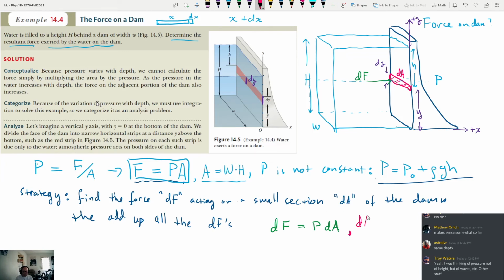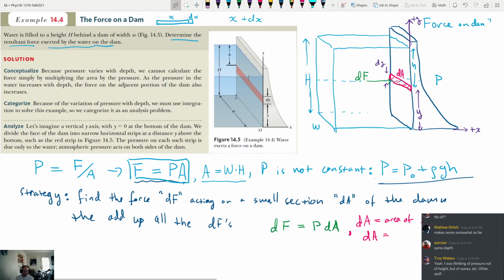What is dA? dA is the area of the strip that we cut out, right? So what is area? What is it equal to in terms of the variables that are given on this picture right here? So look at the picture right here. I'll get rid of the stuff that I drew on here. Sorry.